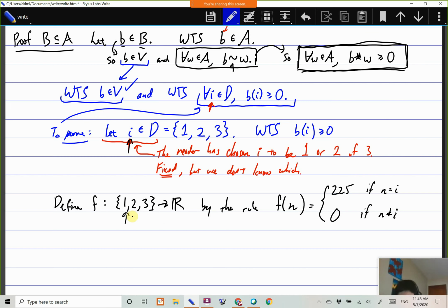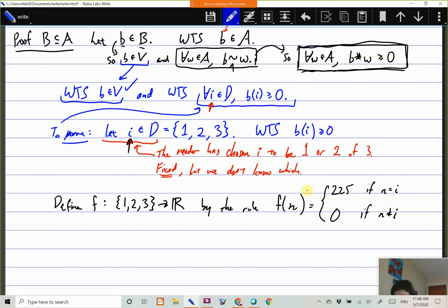For which one of these inputs is the output 225? I don't know. It's based on what the reader selected to be I. Okay, so this does define a function where one output is 225 and then the other 2 outputs are 0. The output that's 225 is when the input is what the reader picked.